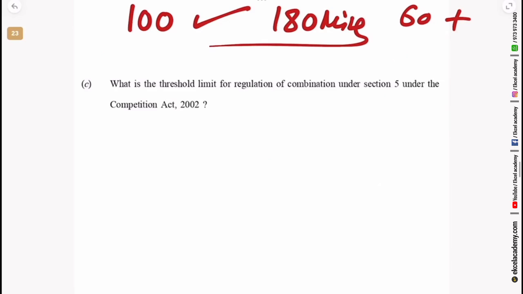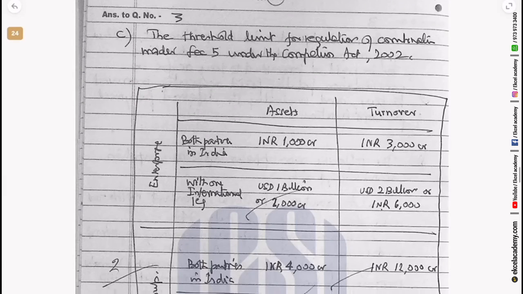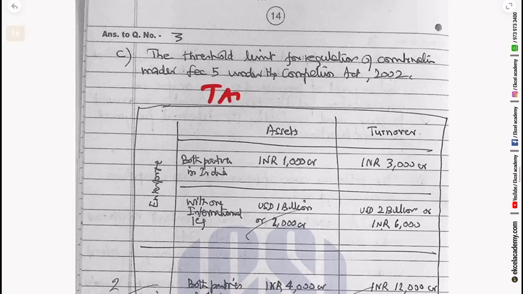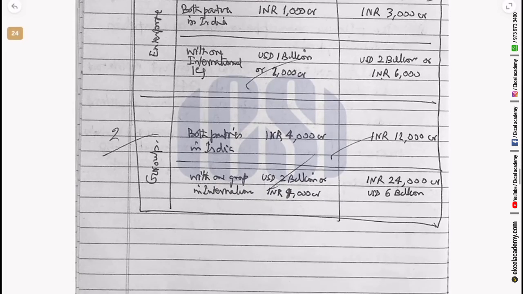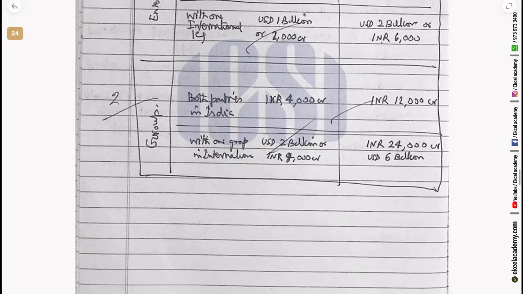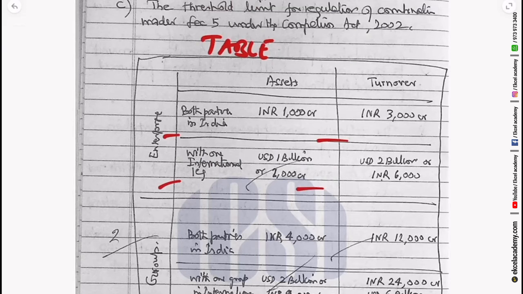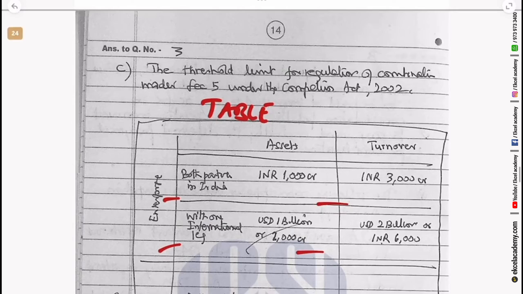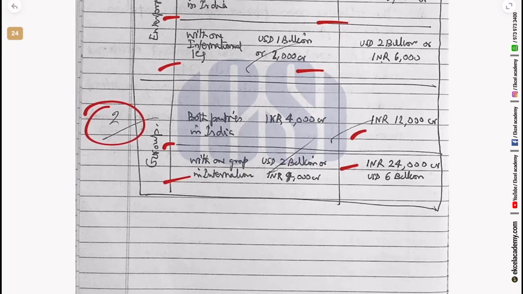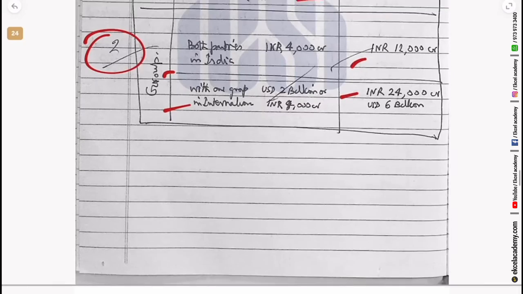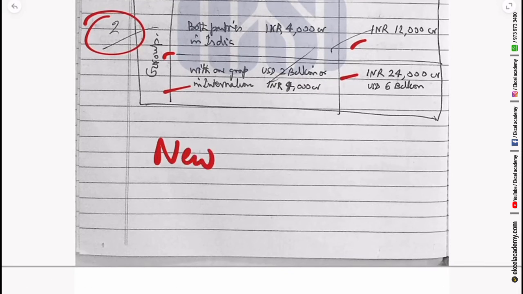Very, very important. Then, the threshold limit under the Competition Act they are asking. So the table format of presentation is very good, very innovative, and also very quick. The person who's reading also will get the answer in a very quick manner, right? And also it is easy to write like this than to write long, and you are getting the marks. So have new ways of presenting.